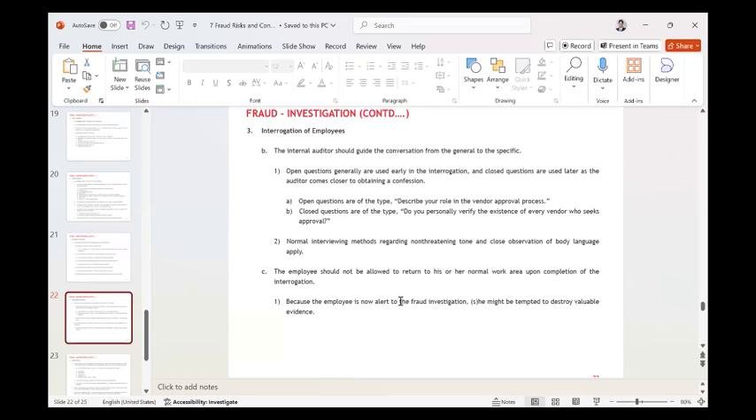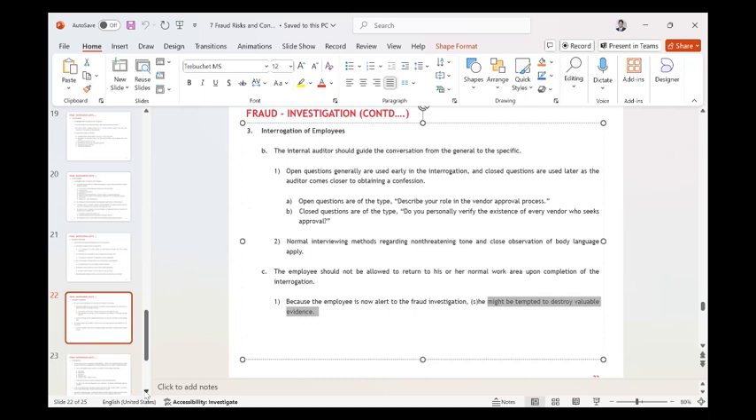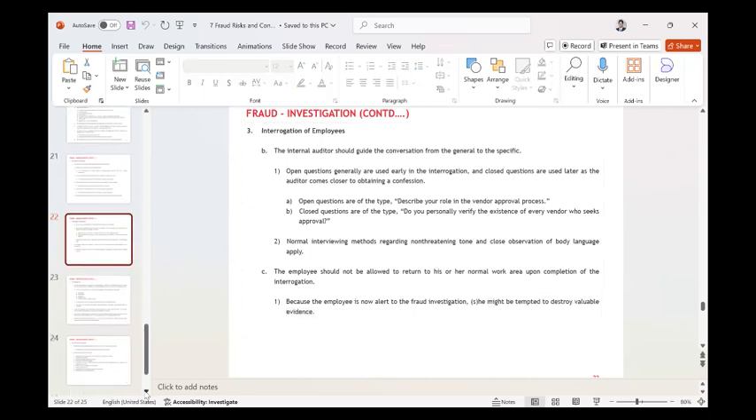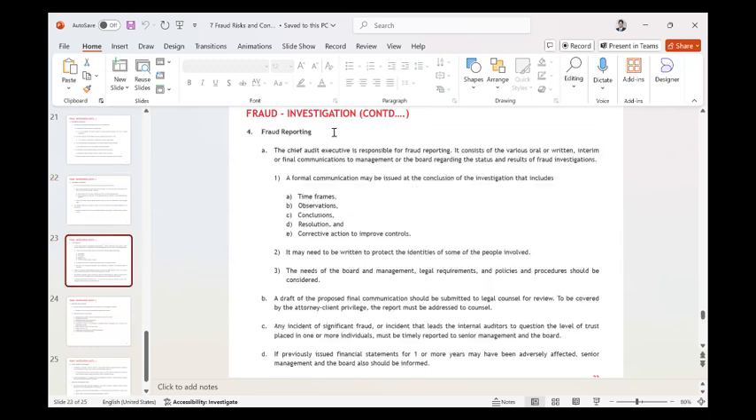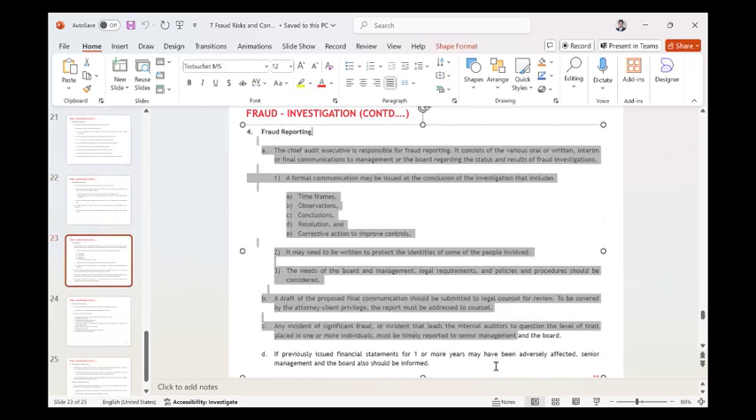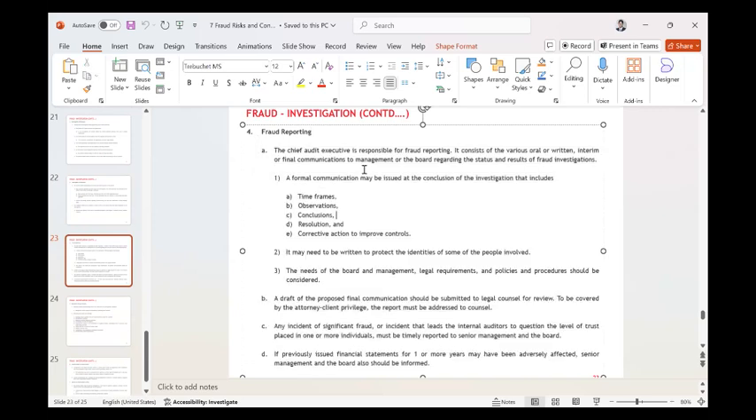Because the employee is now alert to the fraud investigation, he might be tempted to destroy valuable evidence. Can you see that? Of course, to prevent him from destroying valuable evidence, you restrict his access to the work area as soon as you gather evidence that he's up to mischief. You can isolate him.